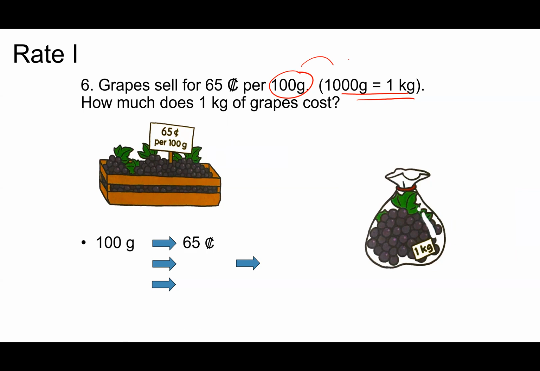Okay, so 100 grams is 65 cents. Good. And you're going to multiply each side by 10. Yes, exactly. So we want to get to 1,000 grams. So let's go ahead and multiply each side by 10. So it's 650 cents per 1,000 grams. Well, what is 1,000 grams?